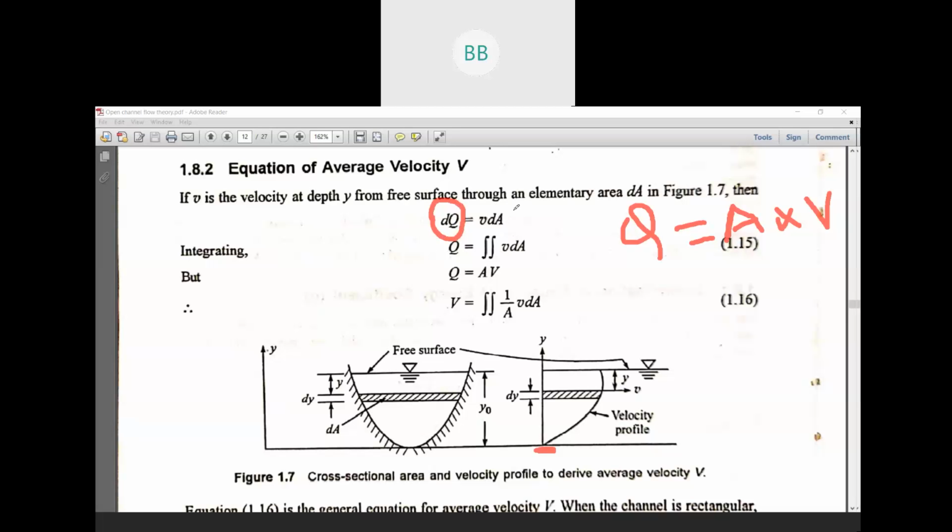In the previous case we calculated kinetic energy for a small elementary area, and then we integrated or took summation to find the whole kinetic energy for the whole cross sectional area. Here also we calculate the discharge for the whole cross sectional area by taking summation, in place of integration, of v dA, with i equal to 1 to n. The number of divisions n depends on you, but the maximum limit will be y naught. Consider this equation 1.